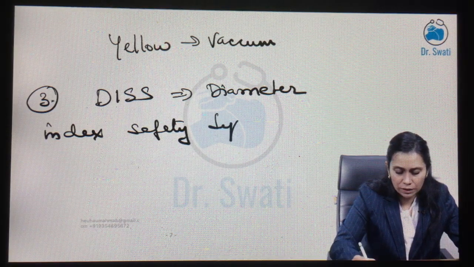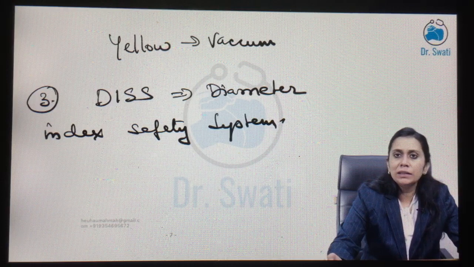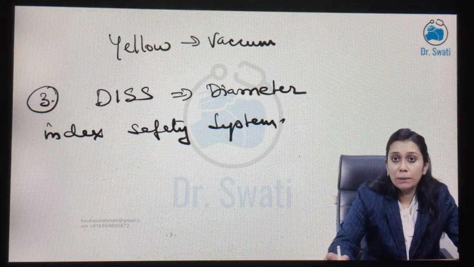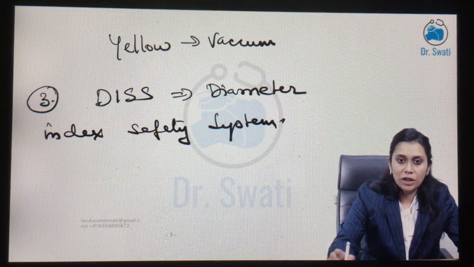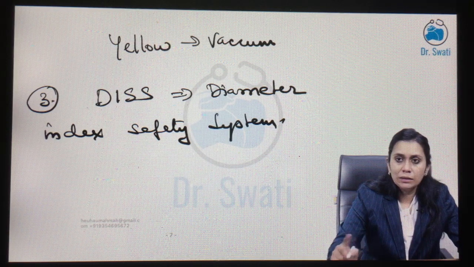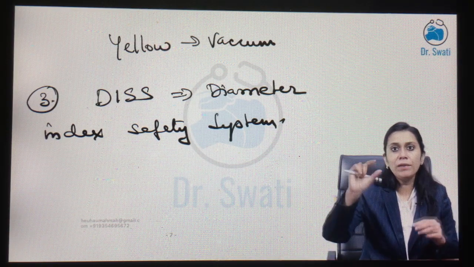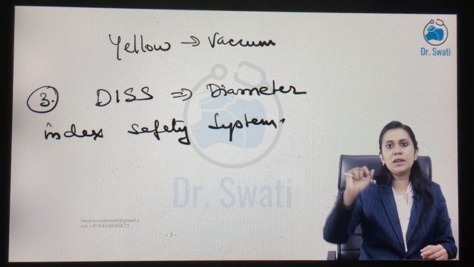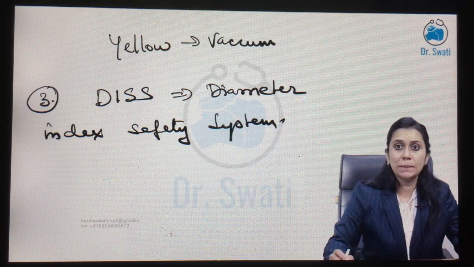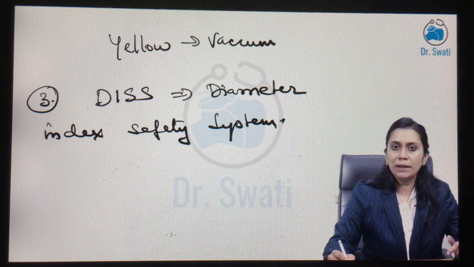What is this? This is a safety system of pipeline supply which prevents attachment of the wrong pipeline to the machine. Every gas pipeline's terminal diameter has been made unique for that particular gas, so that interchanging of the pipeline does not happen when we attach it to the machine.